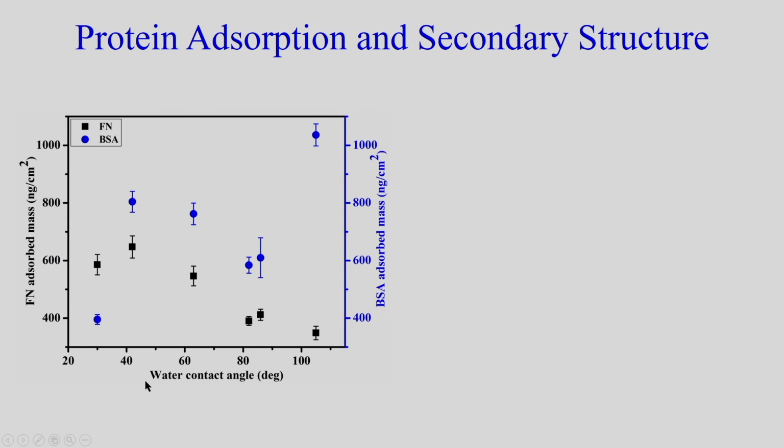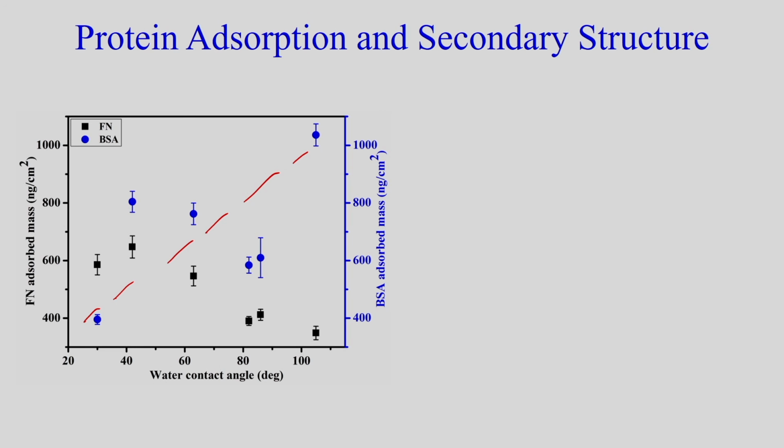As we have seen, the different surfaces have different wettability, and so we used two proteins, albumin as well as fibronectin. In case of albumin, if you see the blue points, with increase in the surface hydrophobicity, we can see an increase in the protein adsorption. Typically, albumin is considered to be a hydrophilic protein, and if you increase the surface hydrophobicity, there is an increase in the protein adsorption.